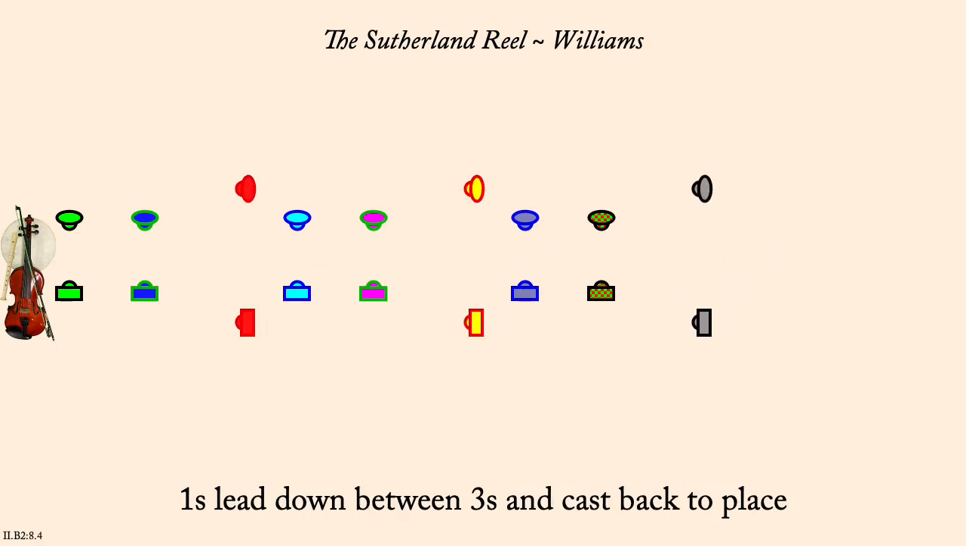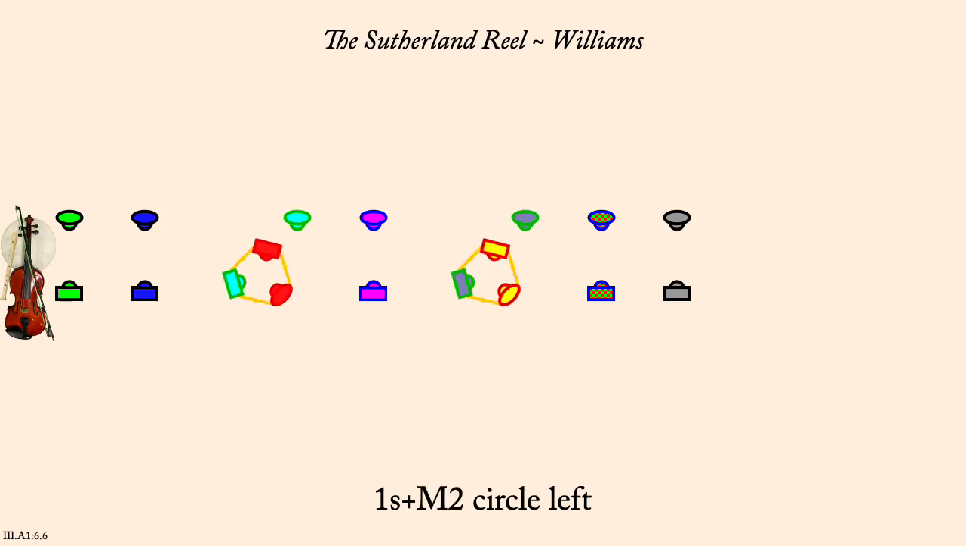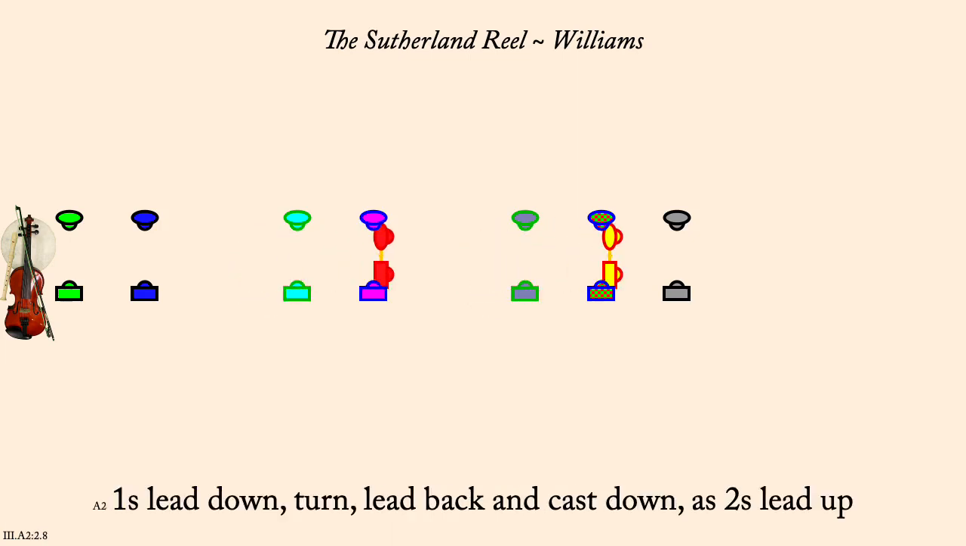Ones and woman two, circle left, three. Ones and man two, circle left, three. Ones lead down, turn, lead back, and cast down as twos lead up.